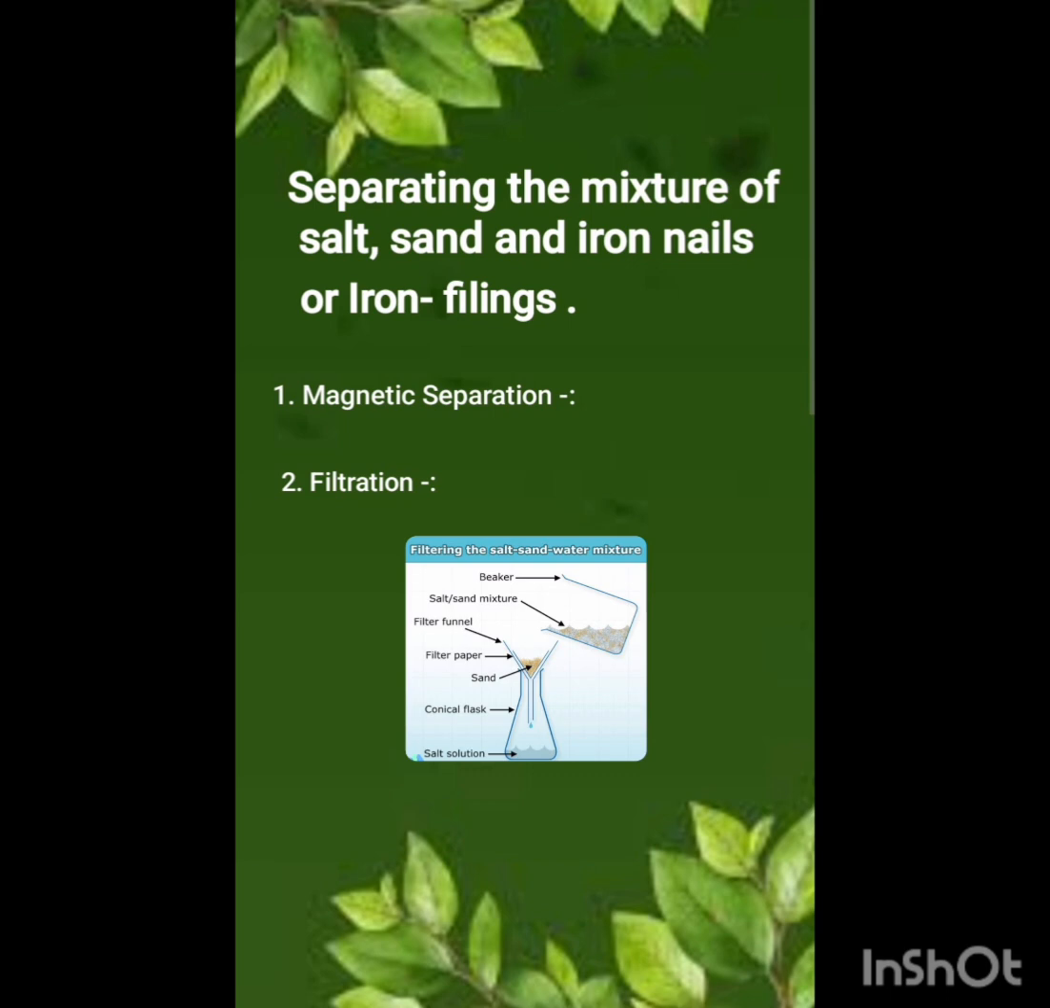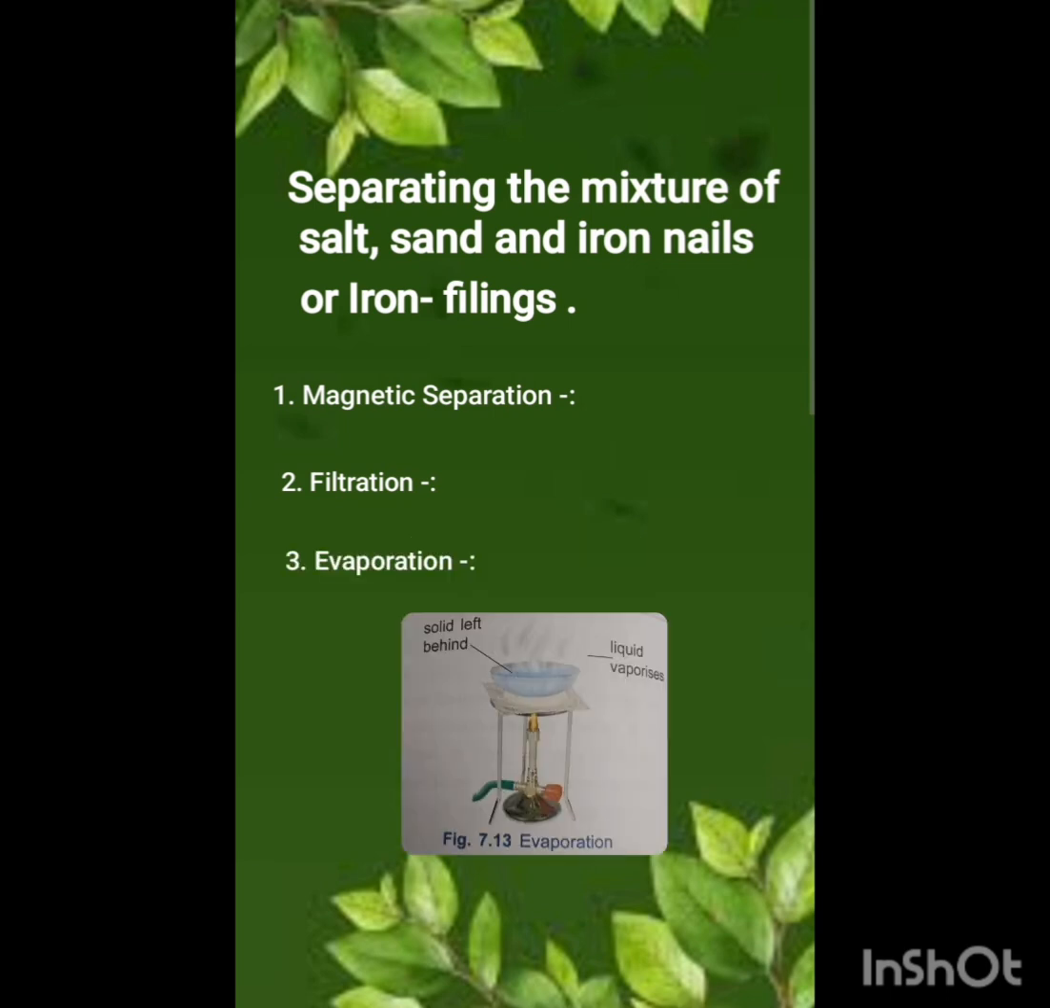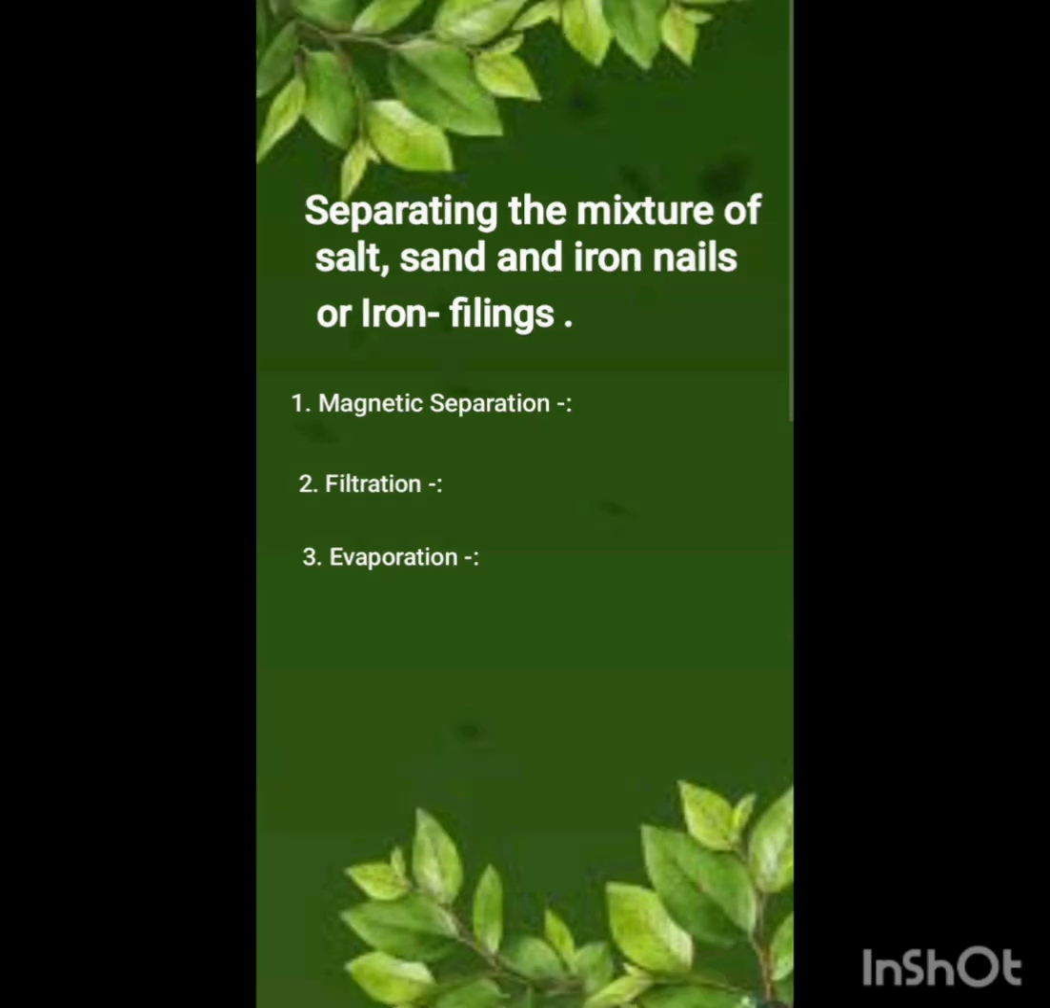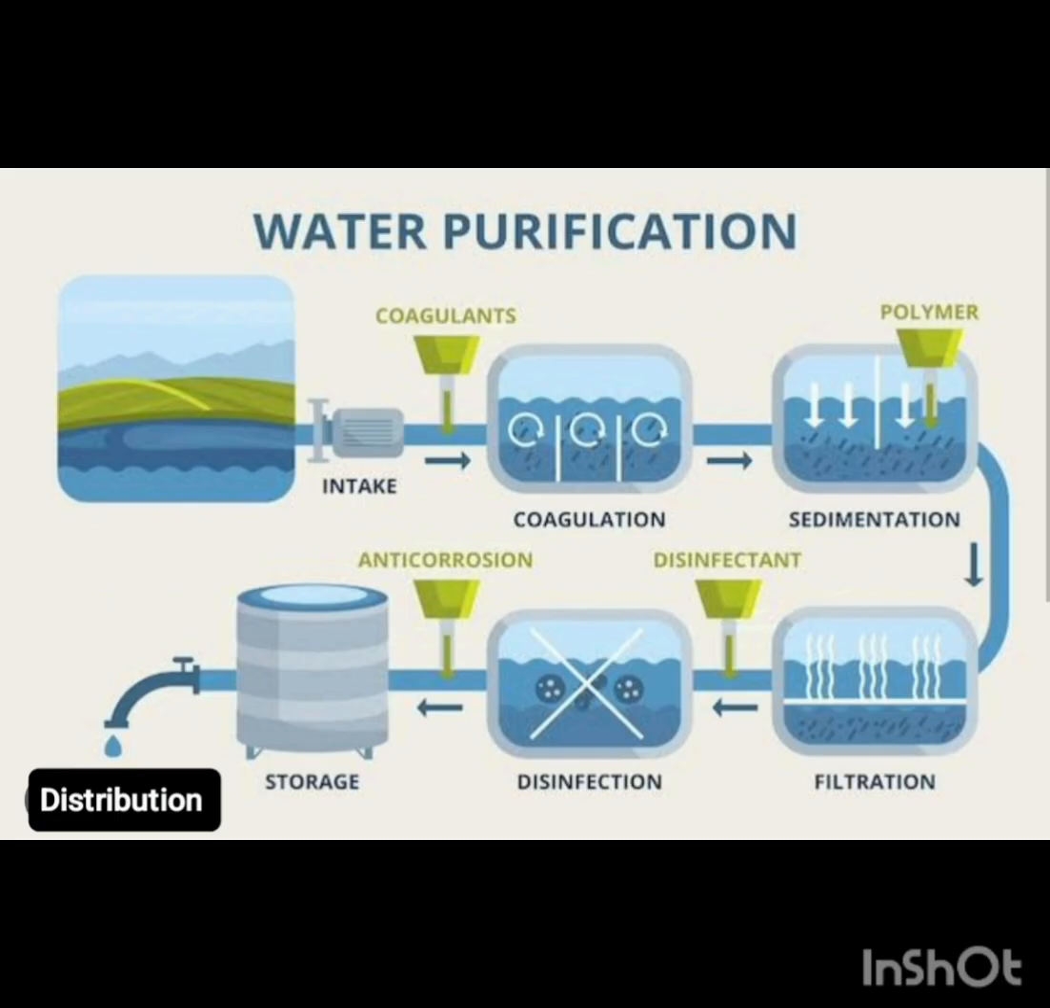The filtrate obtained will contain salt and water, and sand we obtain as a residue. By evaporation, we can recover salt from the solution. So we see that in this mixture we have employed three methods: magnetic separation, filtration, and evaporation to separate the substances.